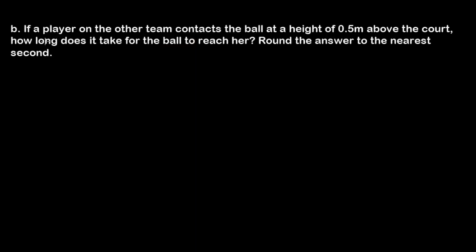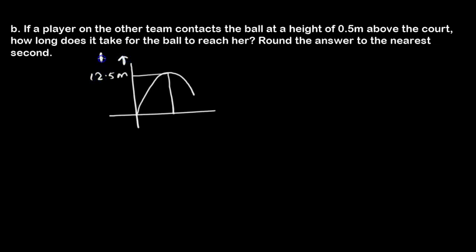Next part of the question says, if a player on the other team contacts the ball at a height of 0.5 meters above the court, how long does it take for the ball to reach her? Now what this means is, if this is the path of the ball, we know the maximum height is 12.5 meters, as this represents height and this represents time, and this is 1.4 seconds. So there is a player in the other team who gets contact with the ball at the height of 0.5 meters. Let's say this is 0.5 meters. So the other player gets contact with the ball here before the ball actually hits the ground. How long does it take for the ball to reach her?